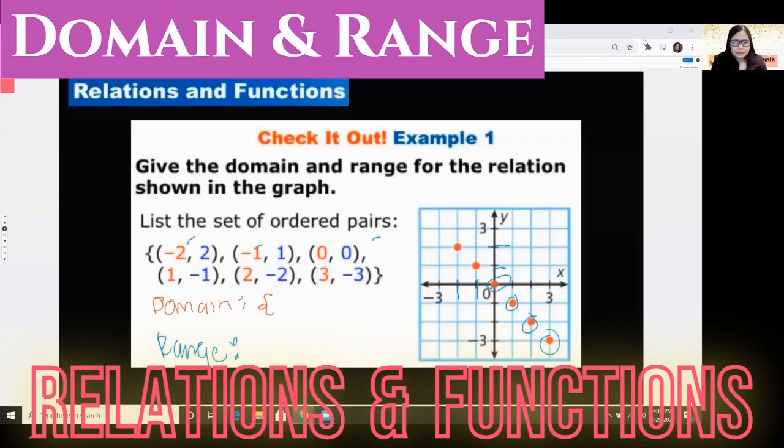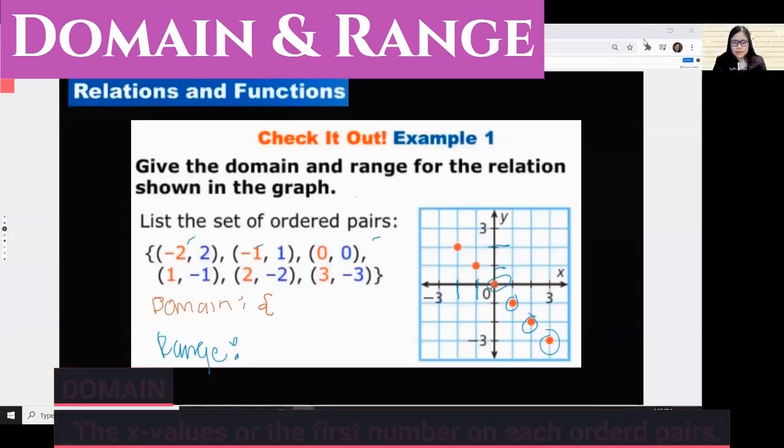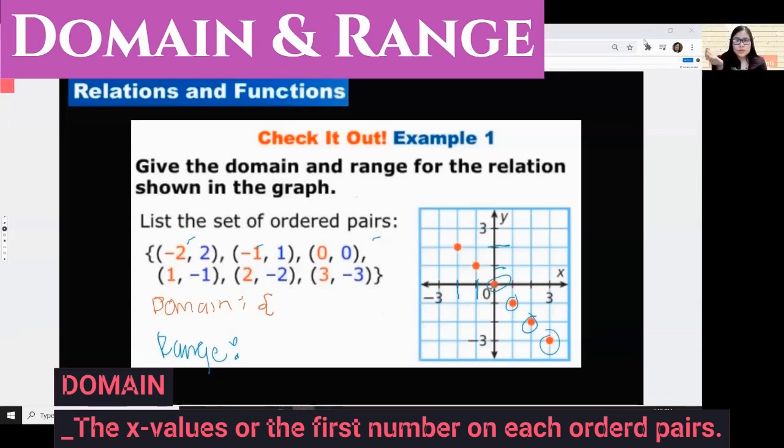The first step in here, we're going to find the domain and the range. After we identify the domain and the range, we can identify if the given relation is a function or not. So the first one, we need to identify the domain. What are the domain? Domains are the set of all x values, or the values on the x-axis. Sometimes we call them independent variables, x values, or x coordinates. So the domain is -2, -1, 0, +1, 2, and 3. Those are all the domain values.